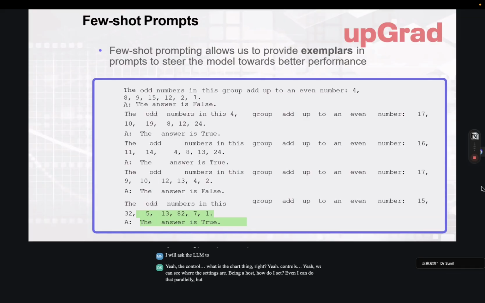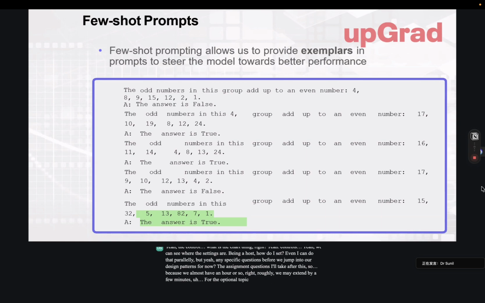Yeah, any specific questions before we jump into our design patterns for now? The assignment questions I'll take after this. We almost have an hour or so. Roughly, we may extend by a few minutes for the optional topic, but otherwise in an hour we'll conclude the regular session. On top of it, we may have something optional as well.